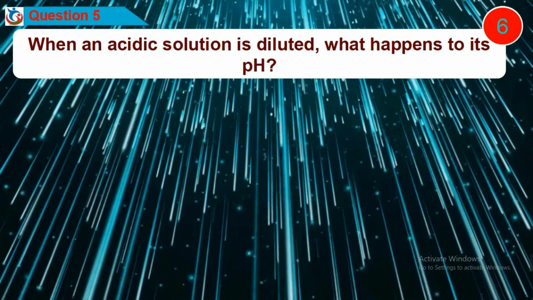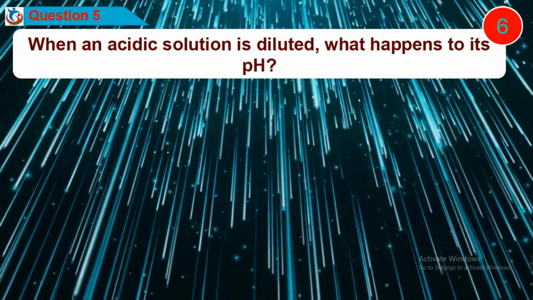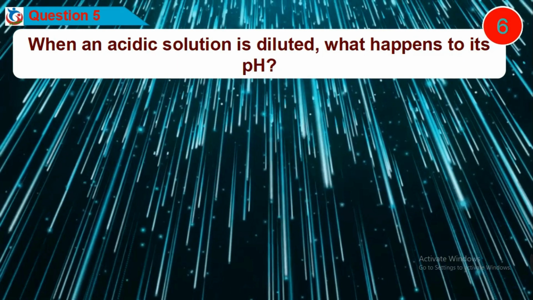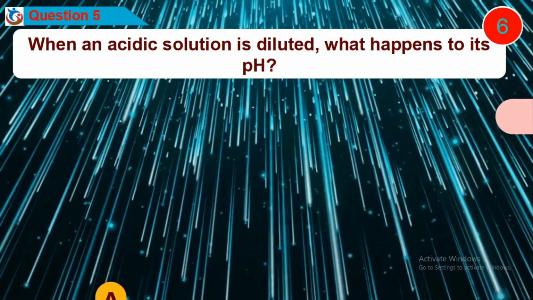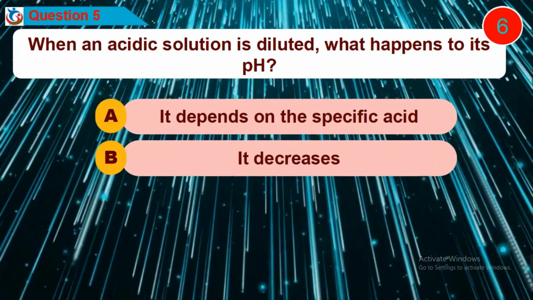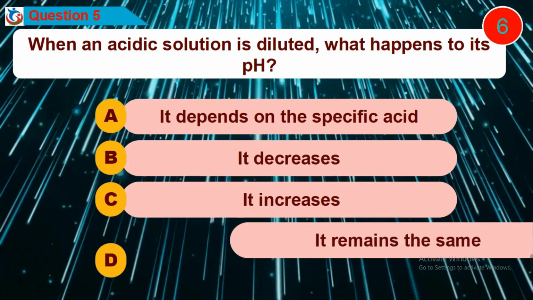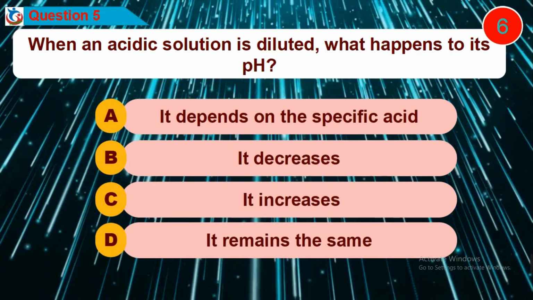Question 5. When an acidic solution is diluted, what happens to its pH? Is it option A, B, C, or D?